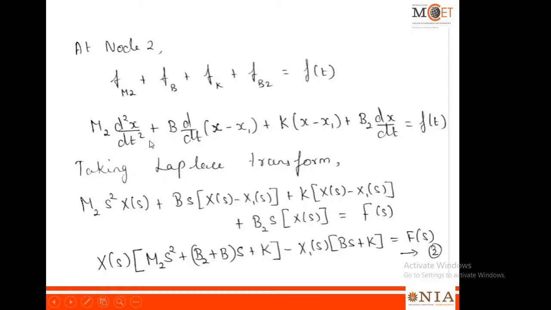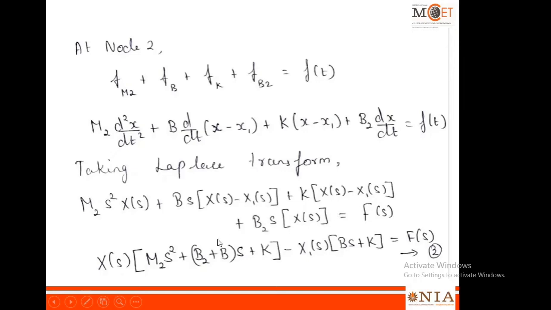So just take Laplace transformation on it. Similarly, m2, b, k, b2 are all constants, so you have to take Laplace on this. You get s square into capital X of s. Similar is the case here: X of s minus X1 of s, X of s minus X1 of s, s into X of s. For this particular element, it is s into X of s. The right side, f of t, on taking Laplace transformation becomes capital F of s.